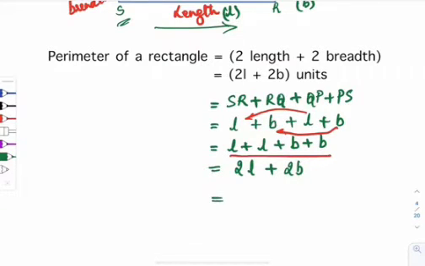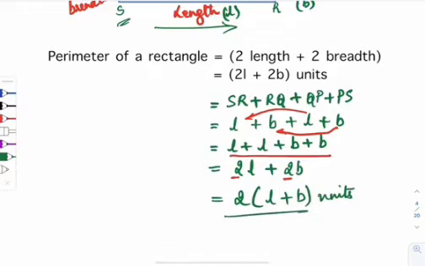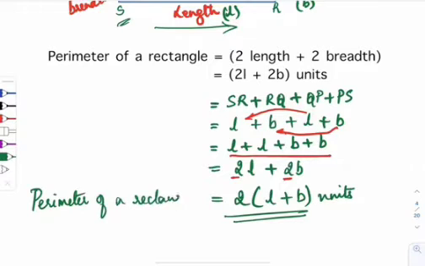Understood? Now if I just take 2 as common and take it out, then I get it as 2 into L plus B units. Is that clear? I hope all of you understood. Now, perimeter of rectangle is, this is the formula which you need to follow, children. Perimeter of a rectangle is equal to 2 into L plus B units. Shall we move on?